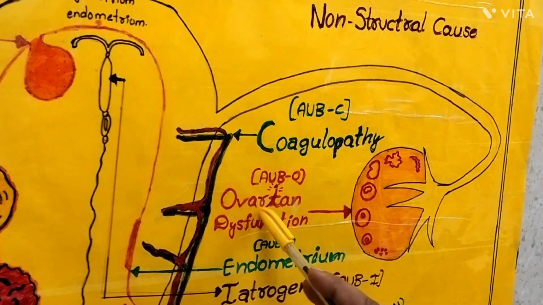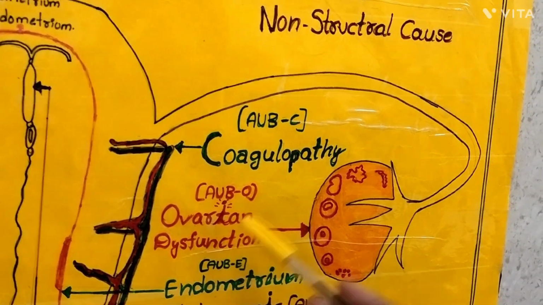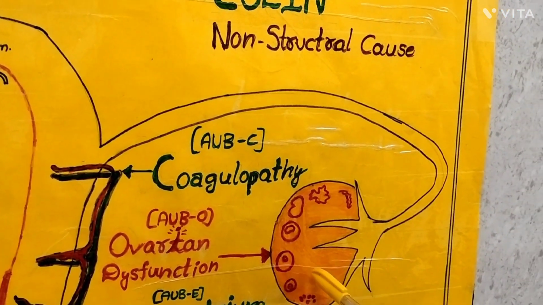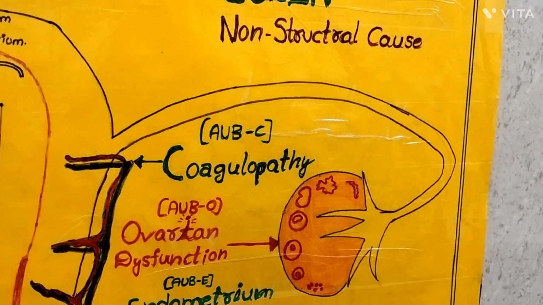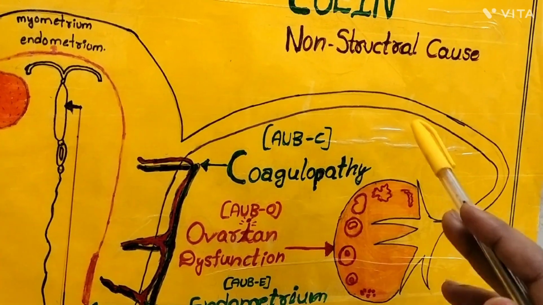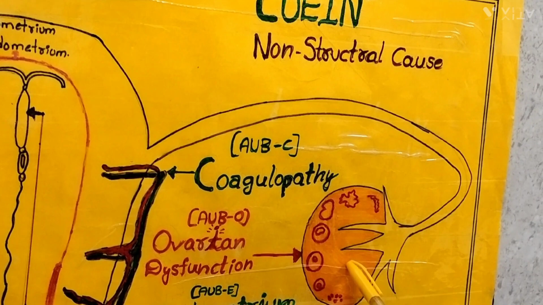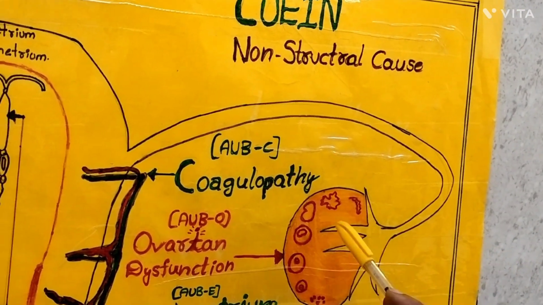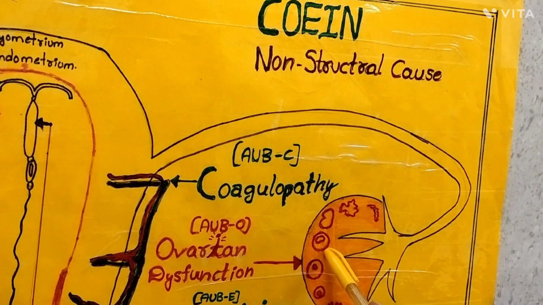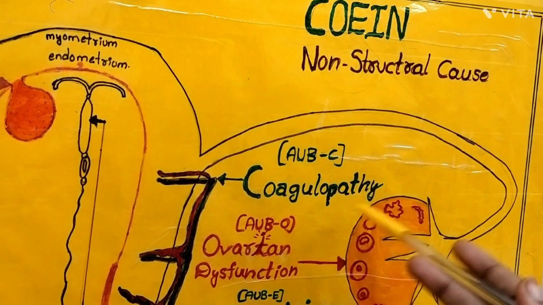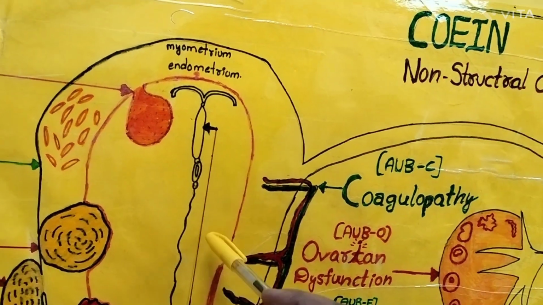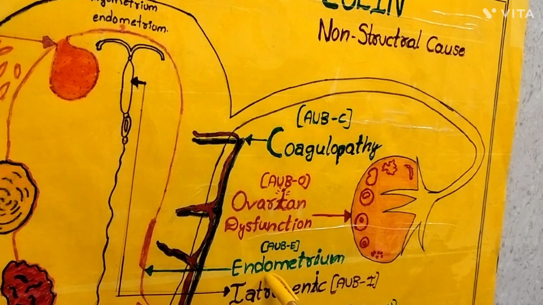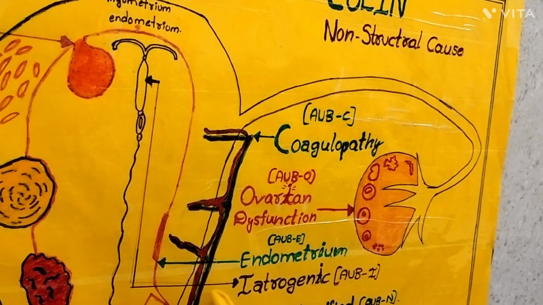Another cause of endometrial hyperplasia is ovarian dysfunction. For example, polycystic ovarian disease is one of the causes. Because of the hormonal imbalance and the deficit or low amount of progesterone in PCOS, there is continued exposure to unopposed estrogen, which results in endometrial hyperplasia. So that was ovarian dysfunction, next endometrial causes, next is iatrogenic.